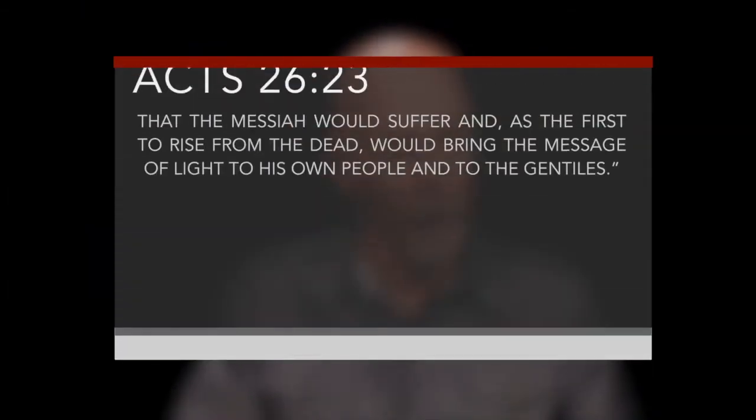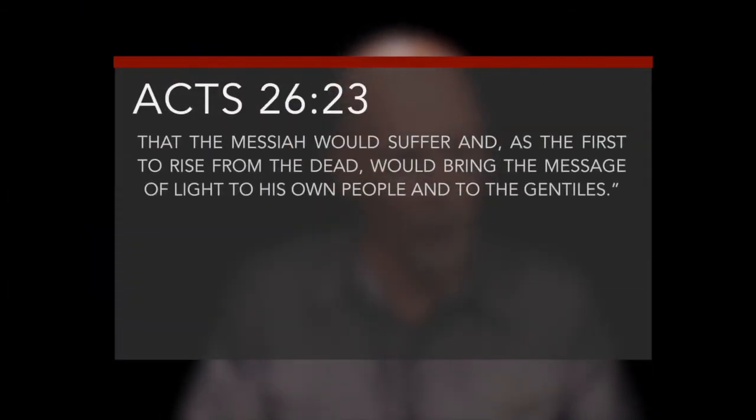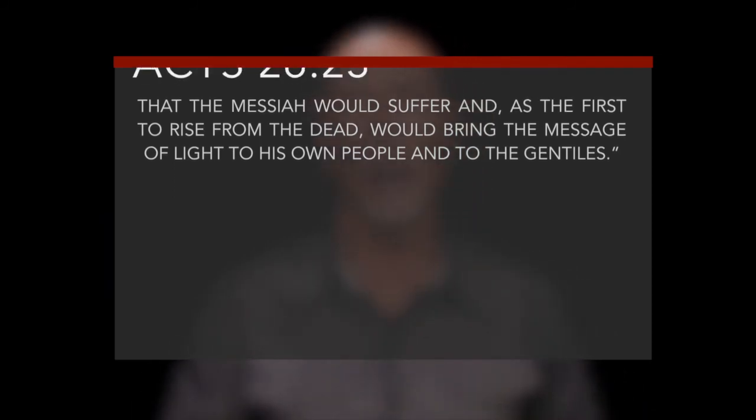You'll also be impressed down in verse 8. Again, the core is resurrection, resurrection, resurrection. Turn the page into chapter 26. That the Messiah would suffer, and as the first to rise from the dead, would bring the message of light to his own people and to the Gentiles. This talk of someone rising from the dead sounded insane to Festus. And he said, Paul, you're out of your mind.